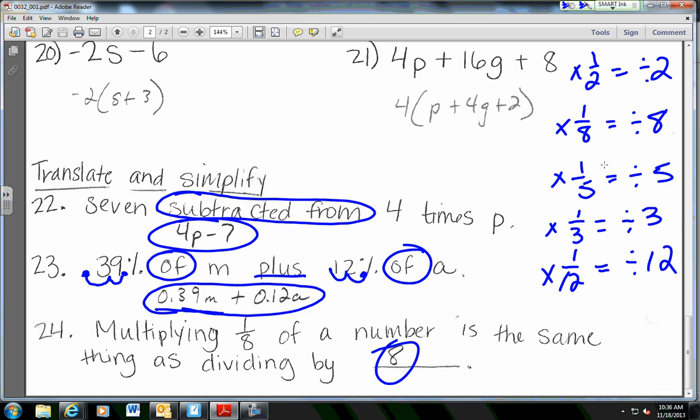Okay, so as long as that top number is a 1 and you're multiplying with that, it's the same as dividing by that bottom number. So if you are multiplying by 1/3, if you want to find 1/3 of something, you can either multiply by 1/3 or divide by 3. All right, there's the answers to your study guide.